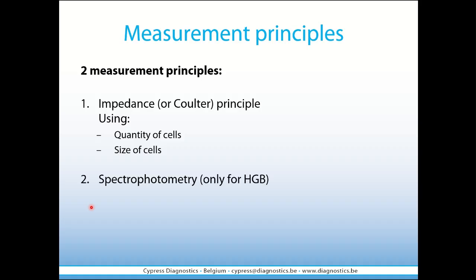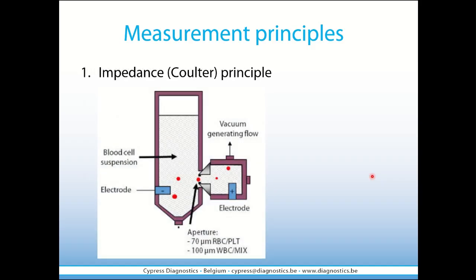The second method, which is spectrophotometry, is used only for the measurement of the hemoglobin concentration. It is a standard absorbance measurement of the red hemoglobin content in the sample. Afterwards, calculations and derivations from the histograms are used to obtain the results of the 20 reported parameters. Let's have a more detailed look at these principles.